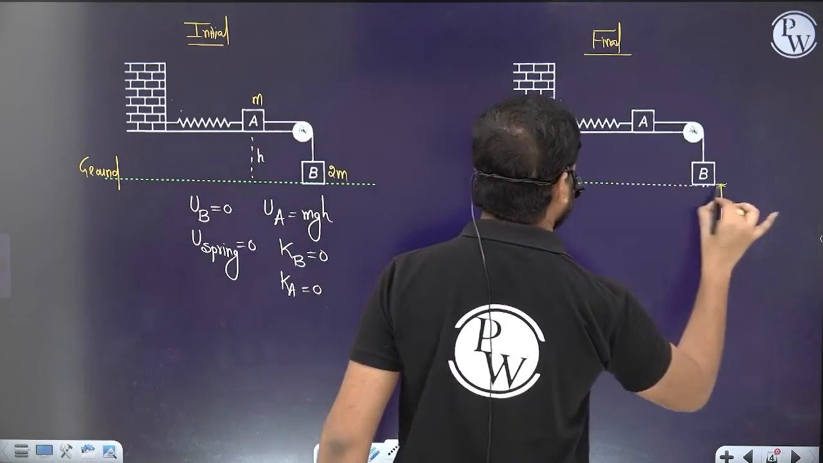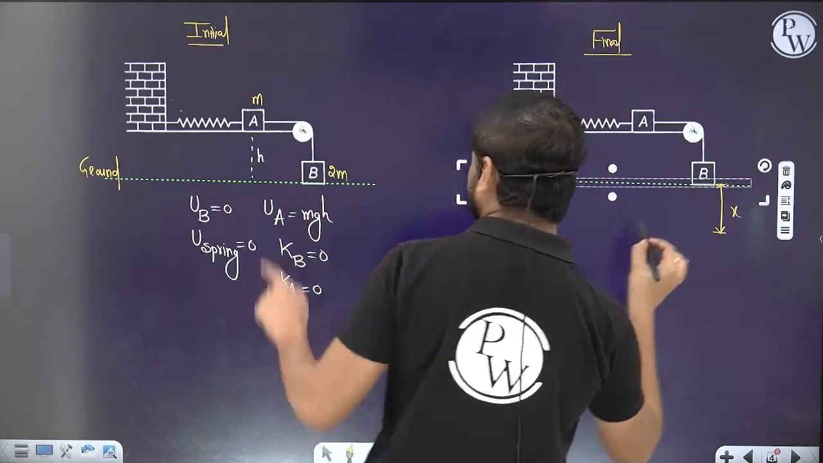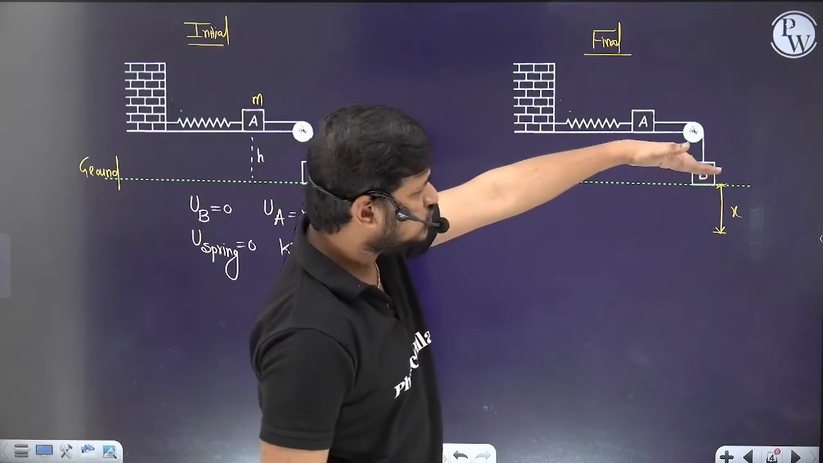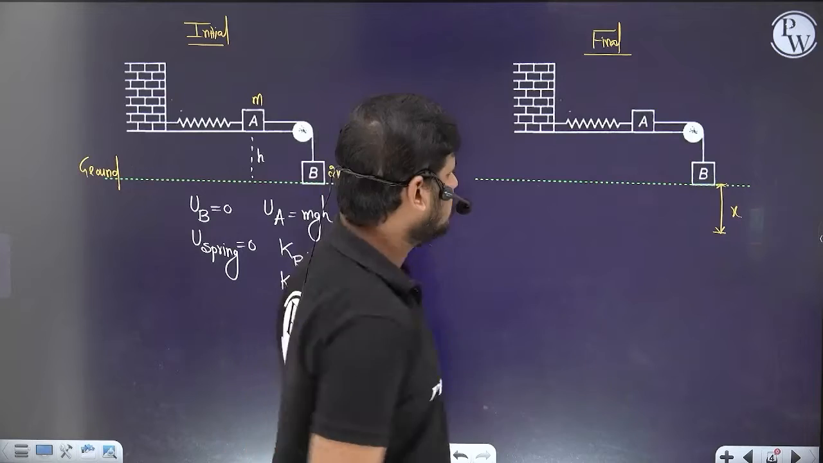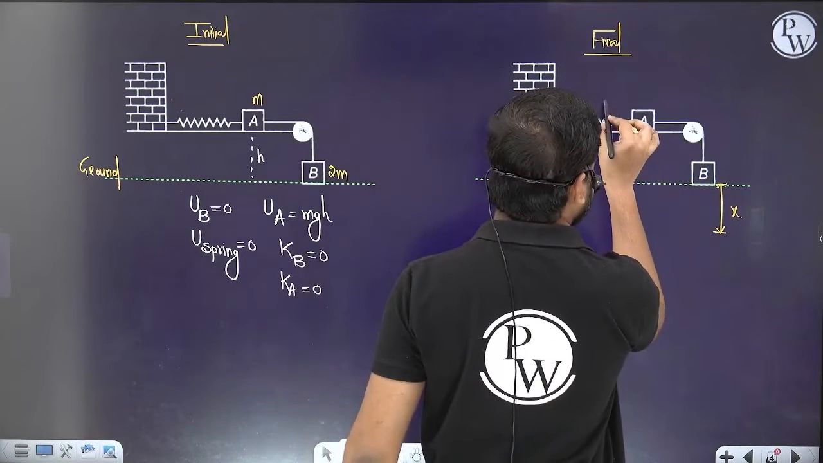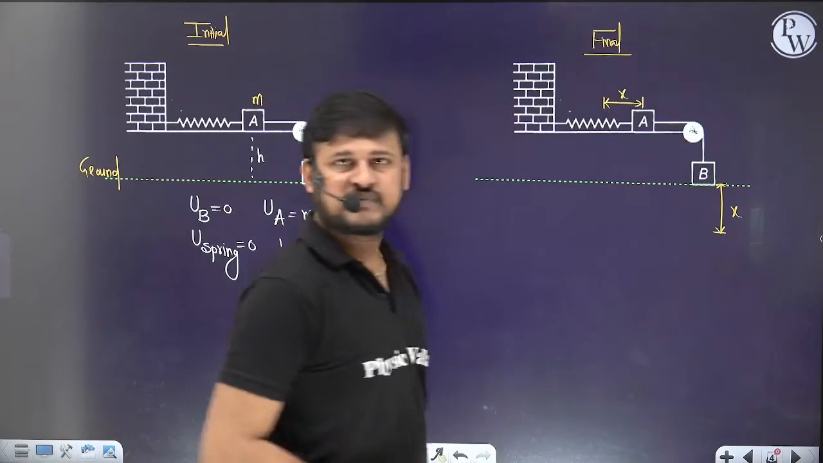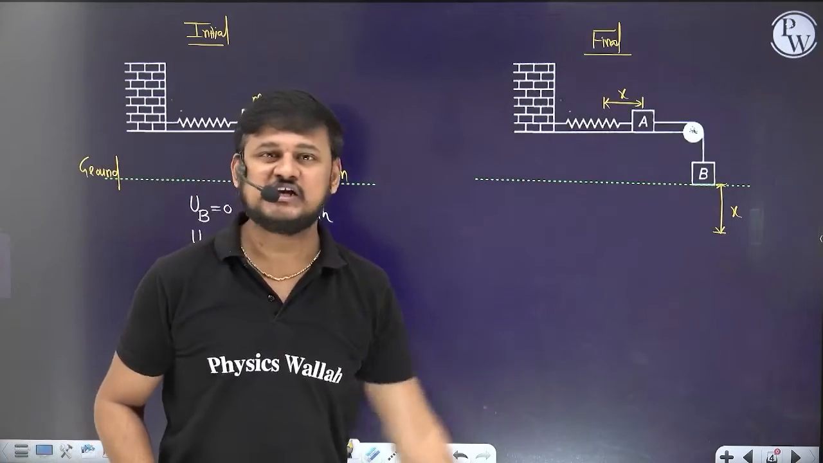Now this is your ground level, same as the previous one. From the ground, it comes down by some x. Whenever it comes down by x, what happens? The spring elongates by x. Yes or no? The spring will be elongated by x.